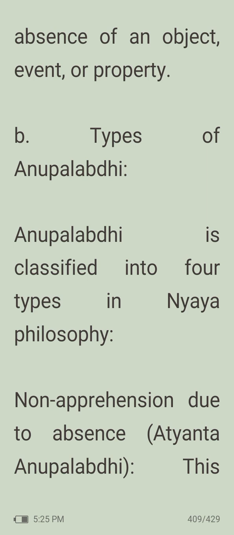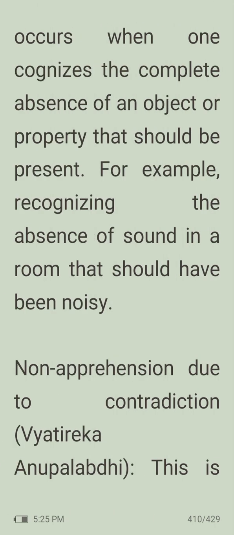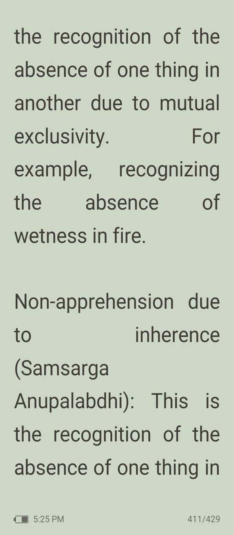Non-apprehension due to absence. Atyanta anupalabdhi occurs when one recognizes the complete absence of an object or property that should be present. For example, recognizing the absence of sound in a room that should have been noisy. Then non-apprehension due to contradiction. This is the recognition of the absence of one thing in another due to mutual exclusivity. For example, recognizing the absence of wetness in fire.